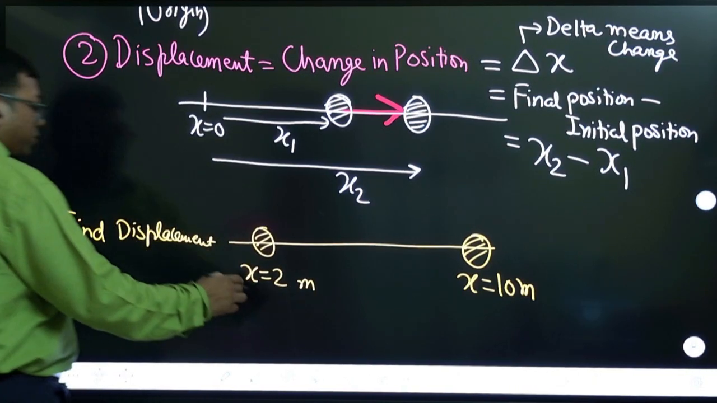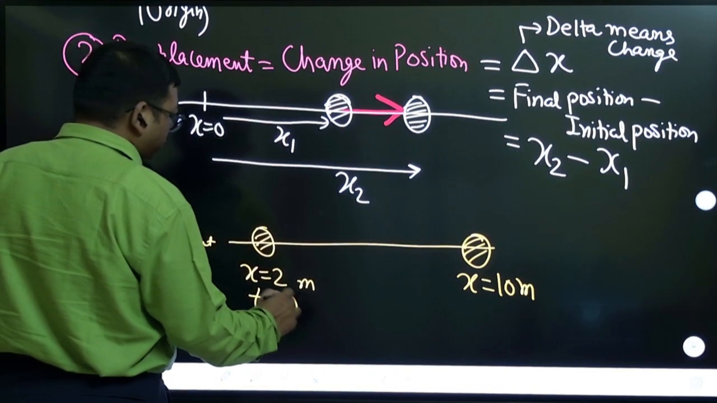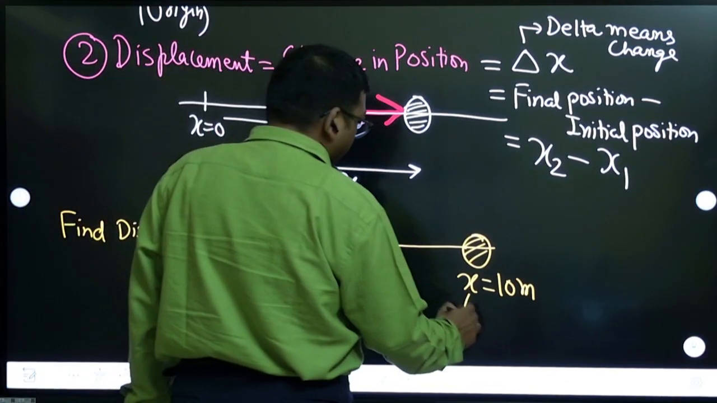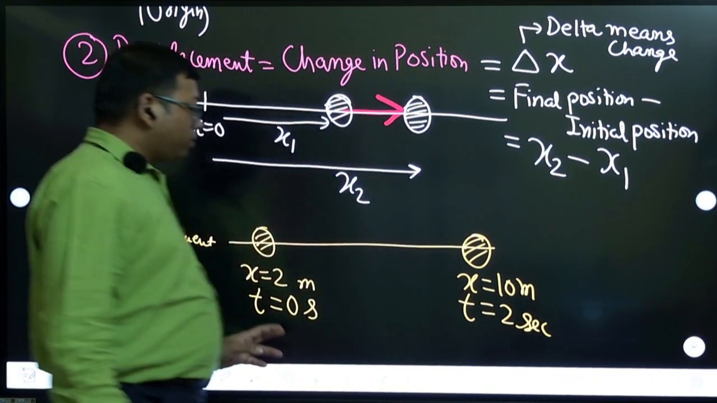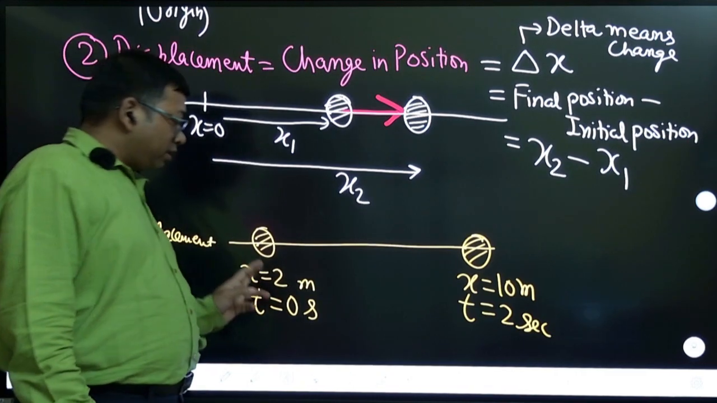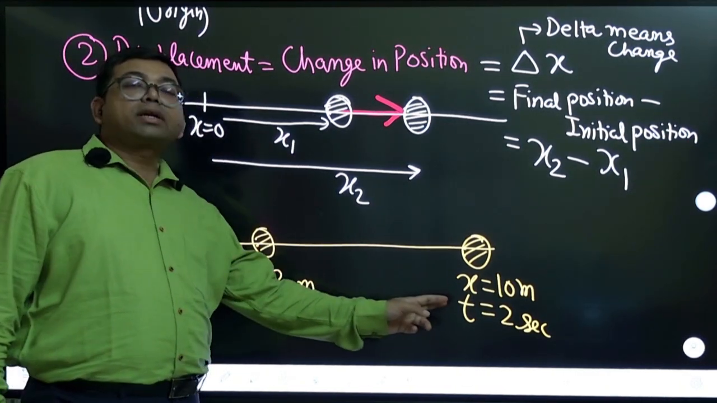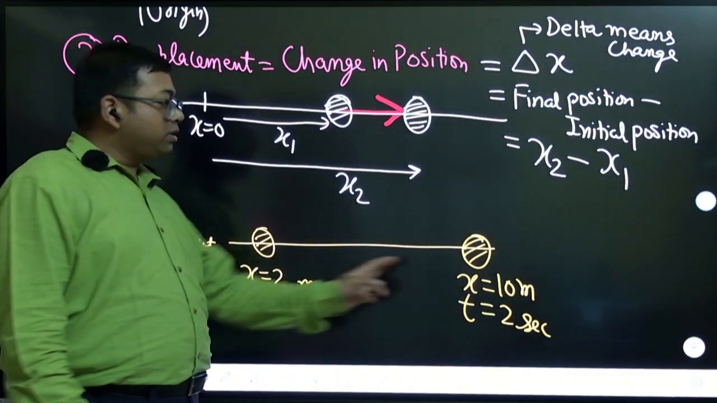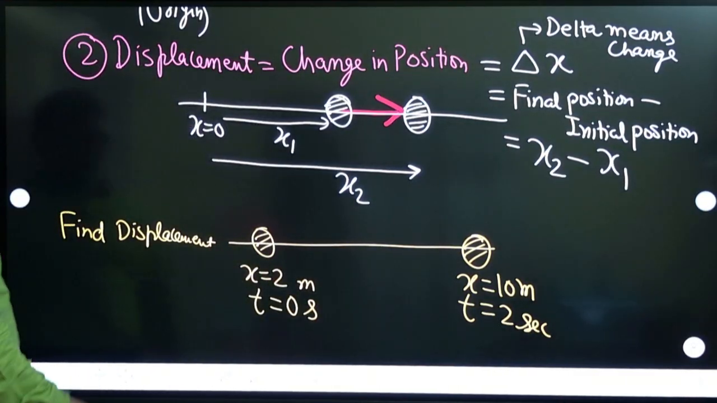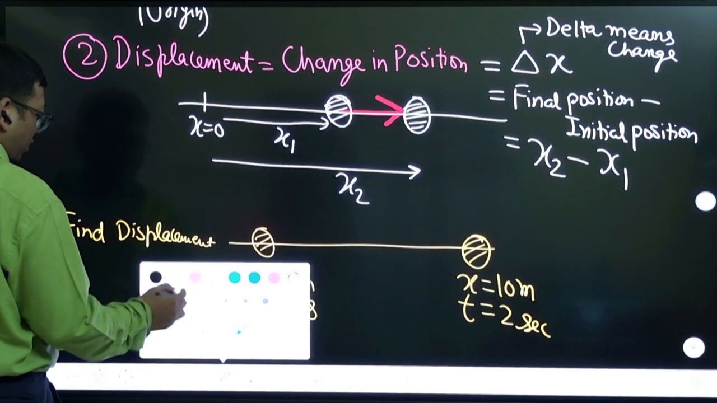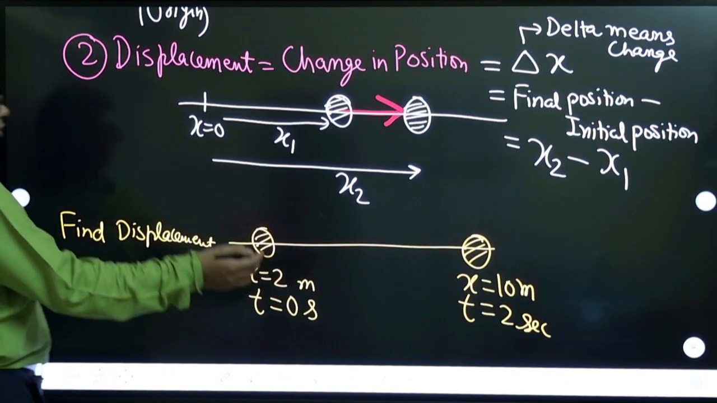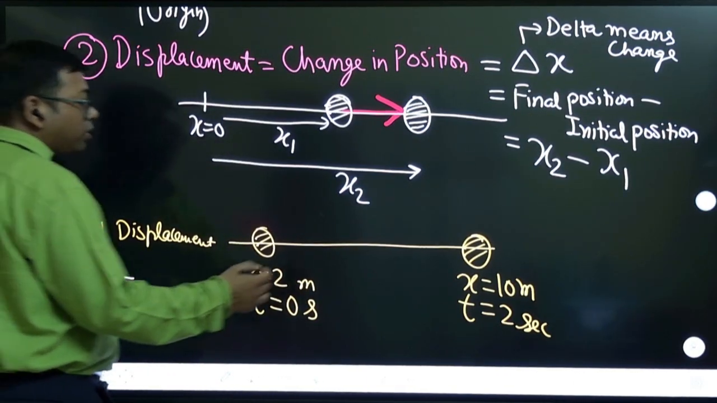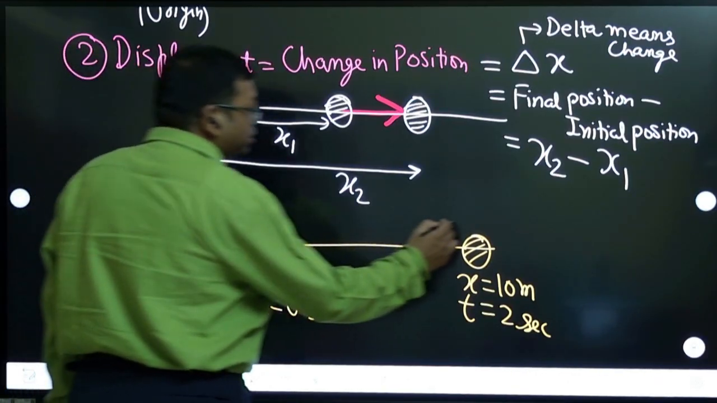So this was the position when time was 0 second, and this is the position when time is 2 second. So in 0 second it was here and in 2 second it is here. So what is the displacement? Let us calculate that. Displacement, how to calculate? Delta x, displacement, is final position minus initial position. So this is position 1, initial, and this is final.